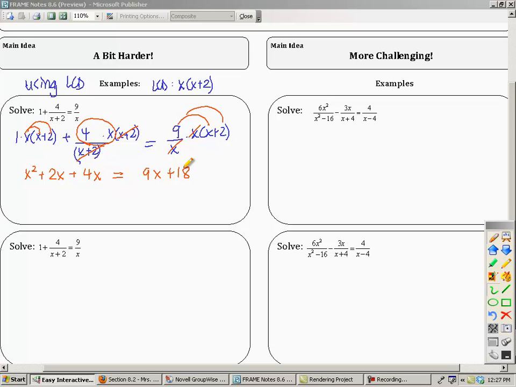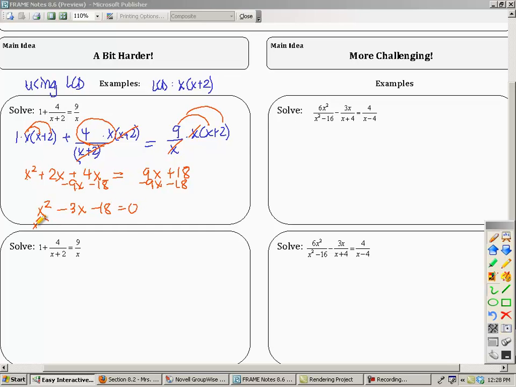In my opinion, this is the easier method. So take a look. Because I have an x squared and an x, I set this equal to 0, and I'm going to move the 9x and the 18. So I have x squared. Now 2x plus 4x is 6x, minus 9x is minus 3x, and a negative 18.